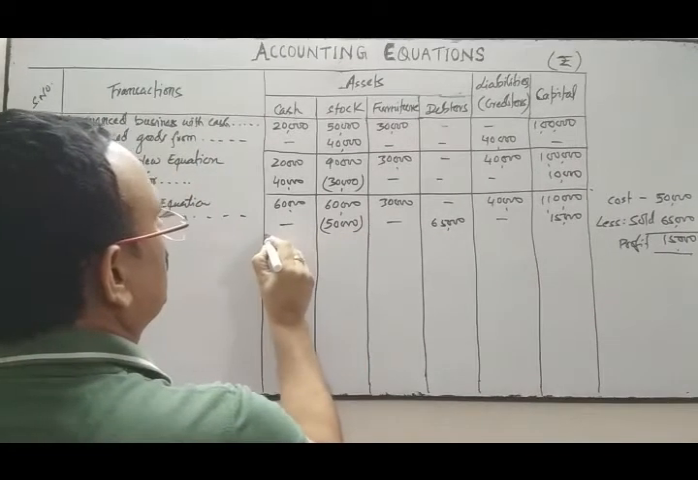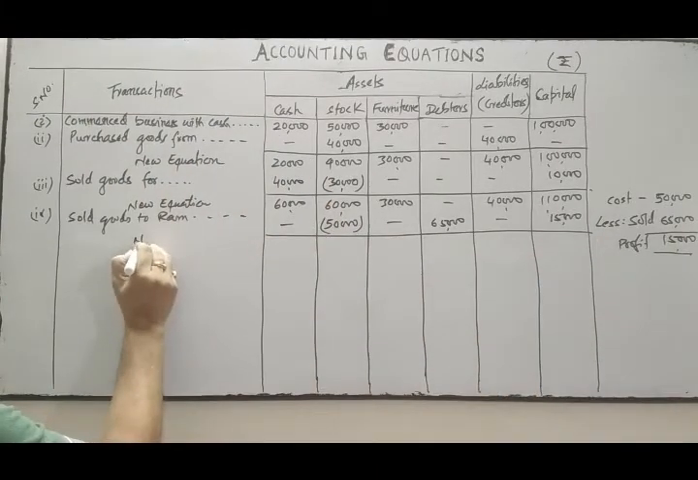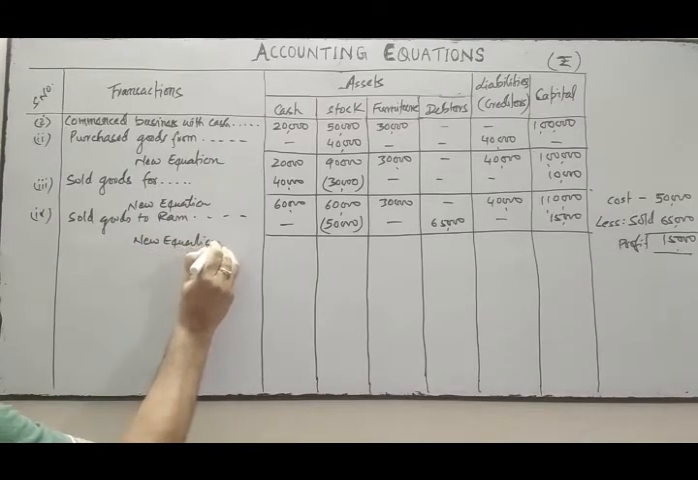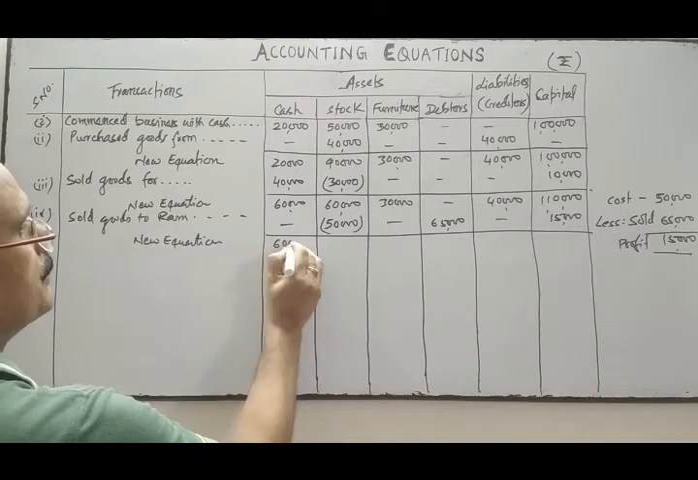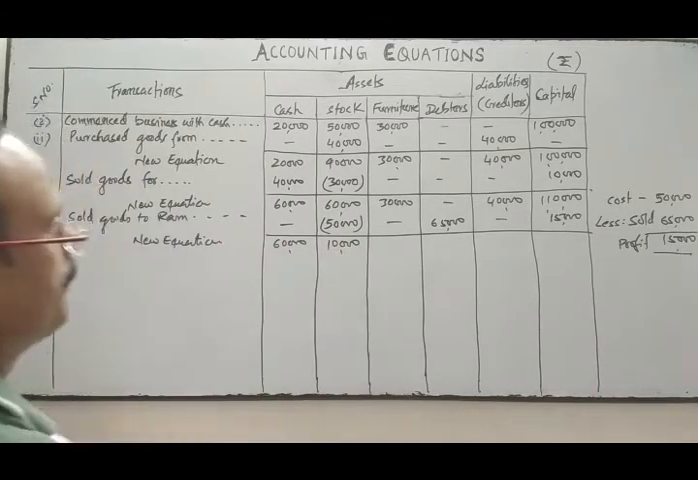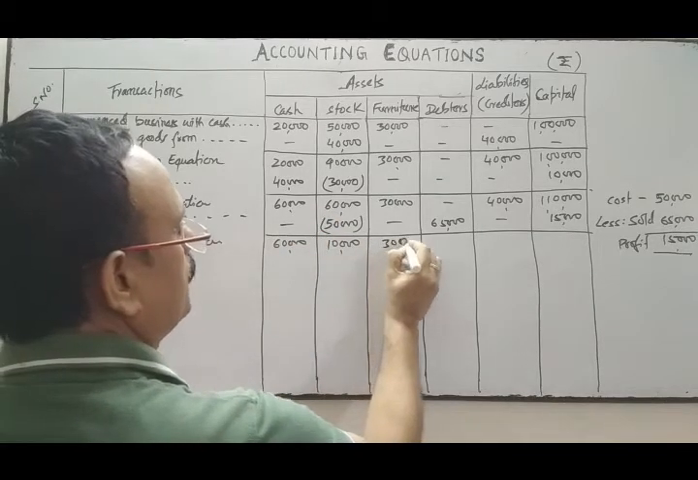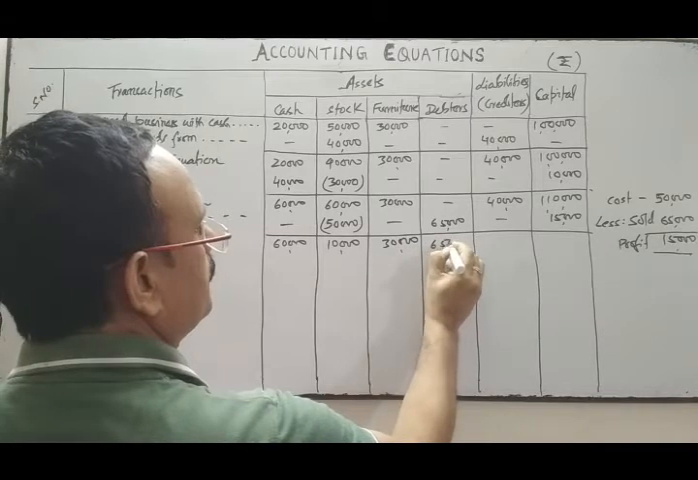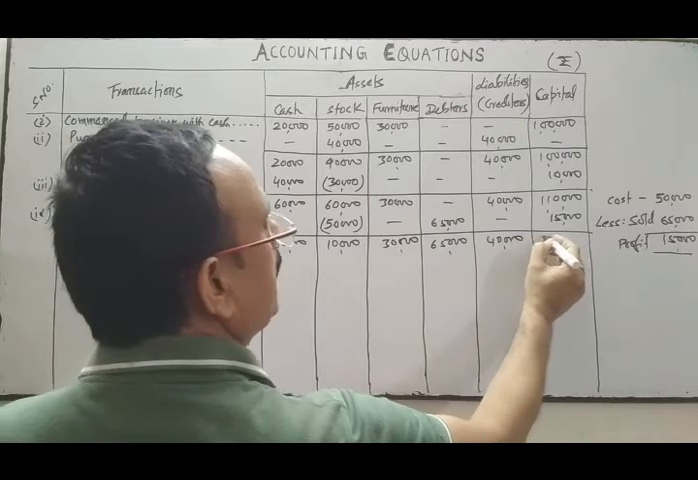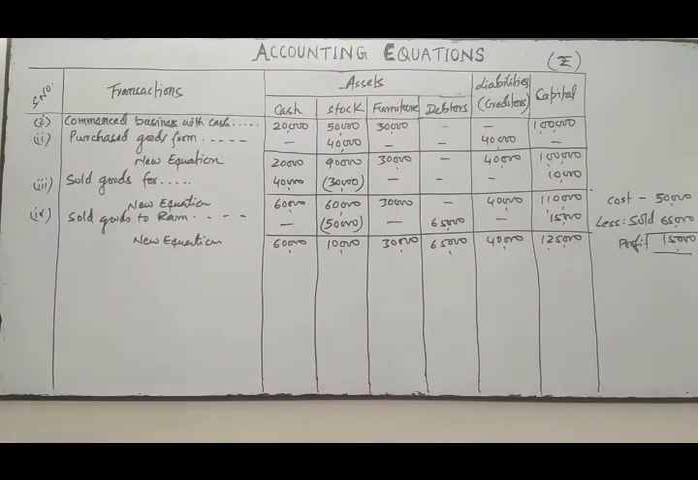Now the new equation after this transaction number 4 is: 60,000 is your cash, 10,000 stock after deducting 50 from 60, 30 is your furniture, 65 is your debtors, 40,000 is your creditors, and 1,25,000 is your capital.